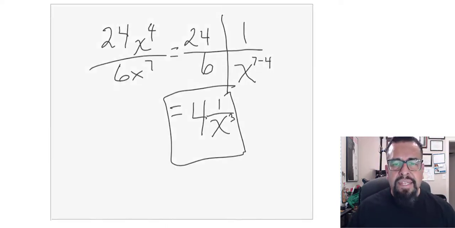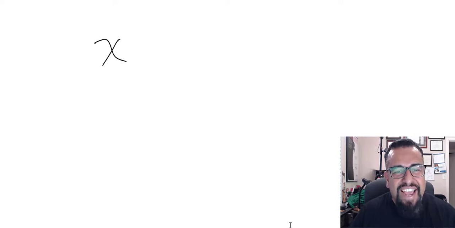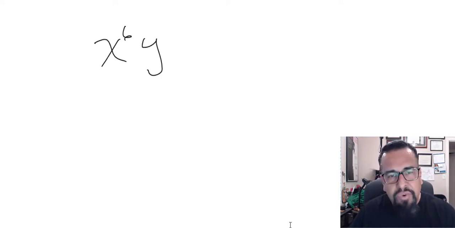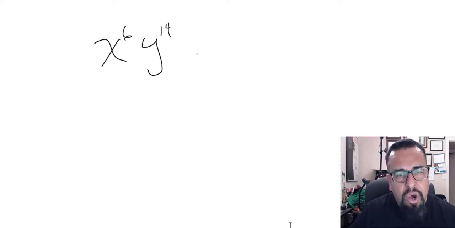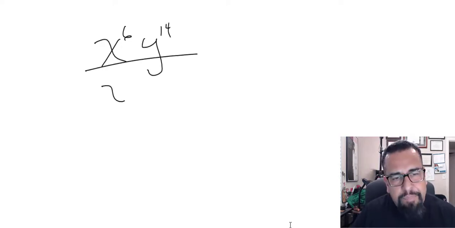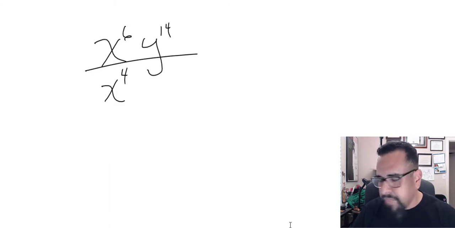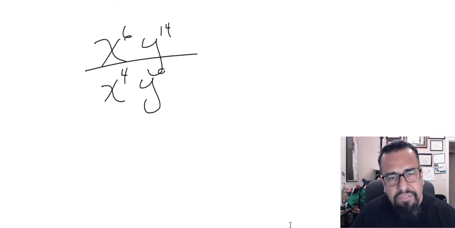All right. Let's take a look at the last one. You should be an expert by now. I hope you're writing this down. If I'm going too fast, it's a video. Pause it. All right. So here we go. We got x to the power of 6, y to the power of 14, all over x to the power of 4 and y to the power of 9.